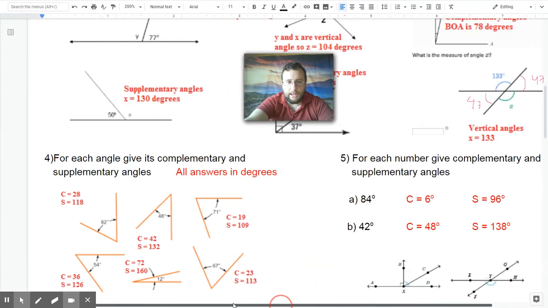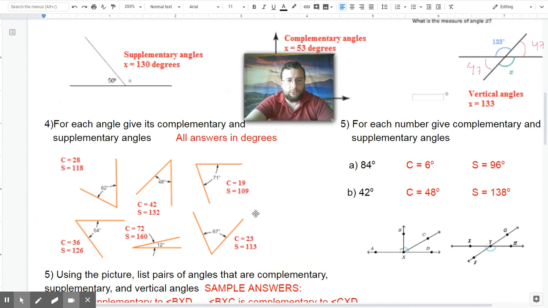So in here we have the answers. So this is 62, 28 will be complementary to it, making 90, and 118 will be supplementary with it, making 180. 54 plus 36 makes 90, plus 126 makes 180. So that's the complementary and supplementary. So it's all the same thing.